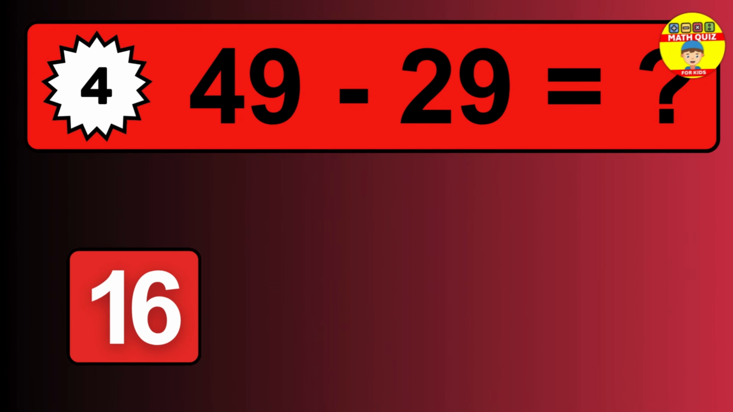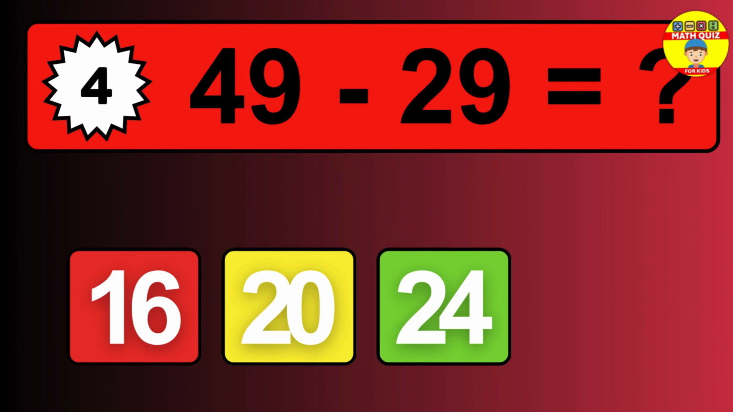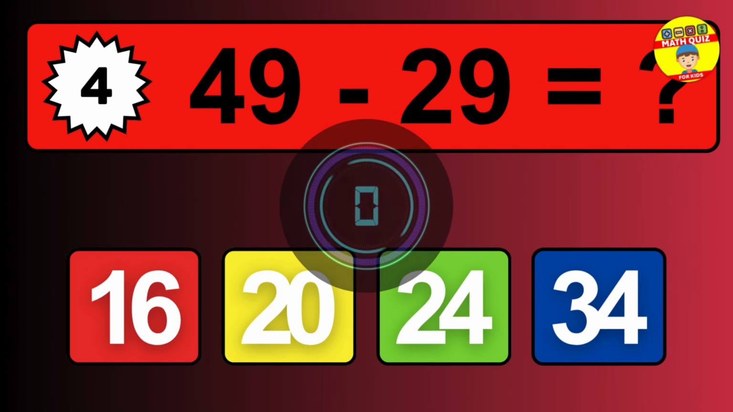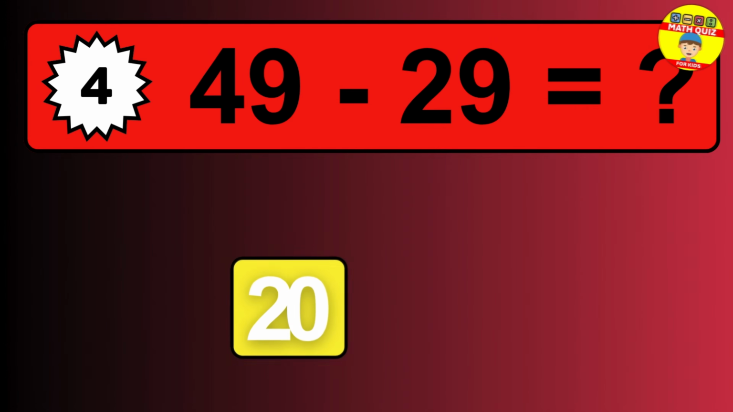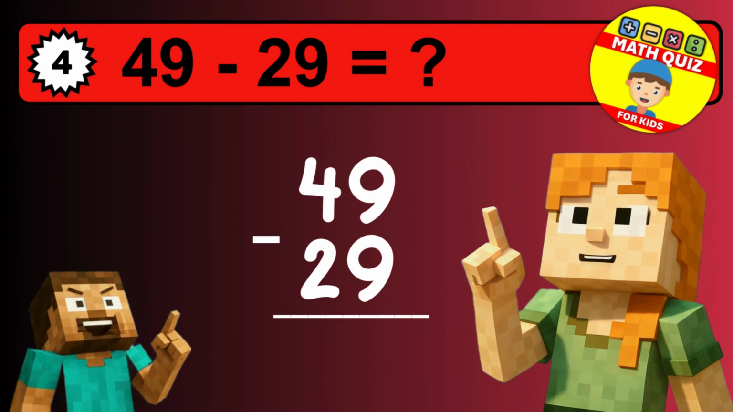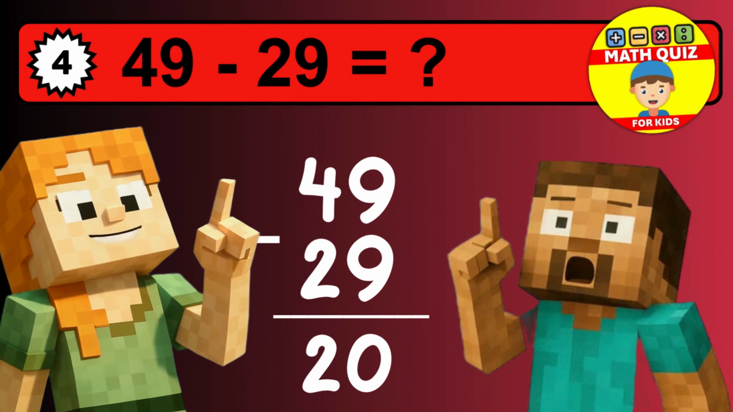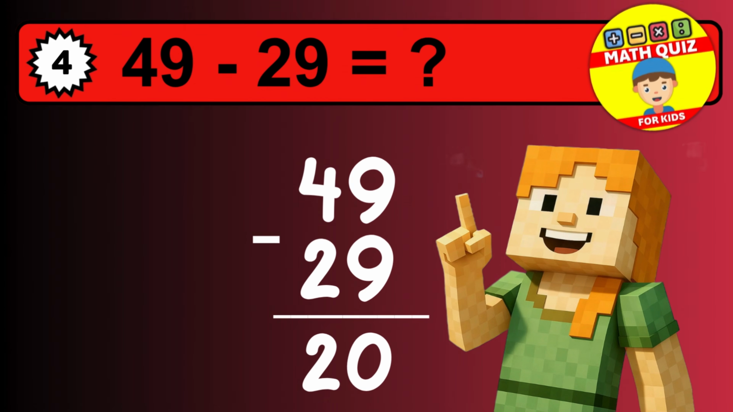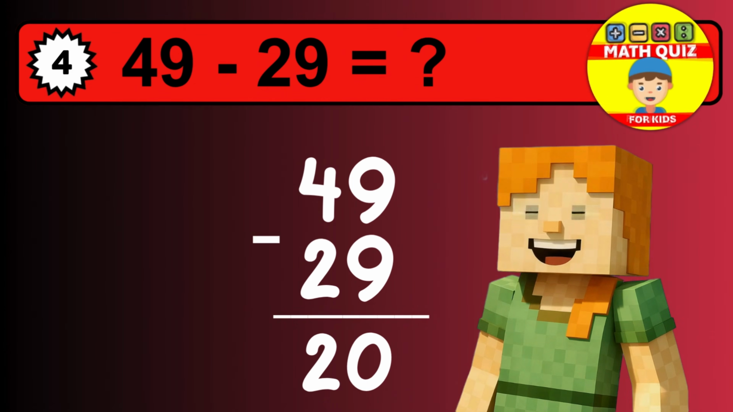What is 49 minus 29? Time to think. Let's solve this step by step. We start with the units. 9 minus 9 is 0. Then we go to the tens. 4 minus 2 is 2. The final answer is 20.